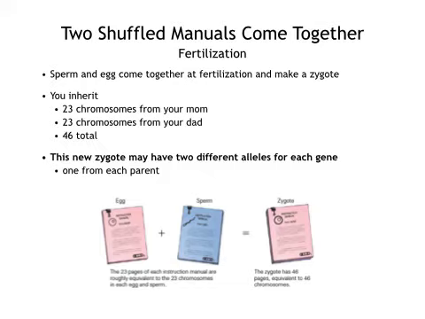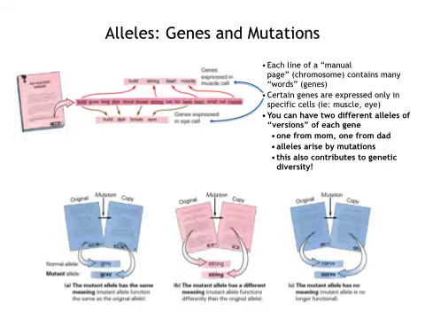Eye color is always the easiest example. You may get blue-eyed color alleles from both parents, or you may get one blue-eyed color allele from your mom and a brown-eyed color allele from your dad. So you may have different alleles for each gene. Now let's look at what alleles are. So alleles, again, are different versions of a gene, and they arise by mutations.